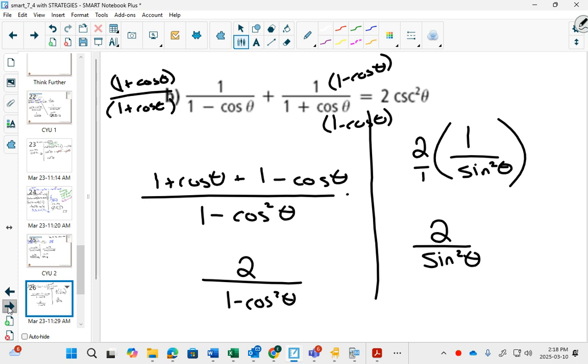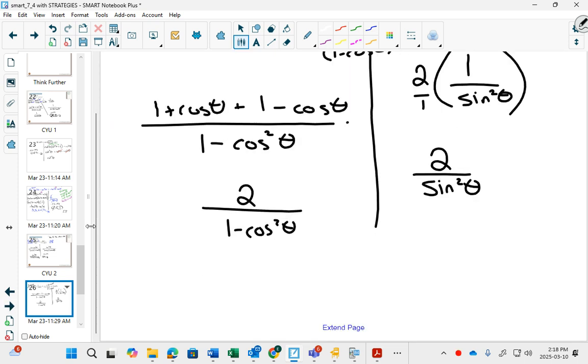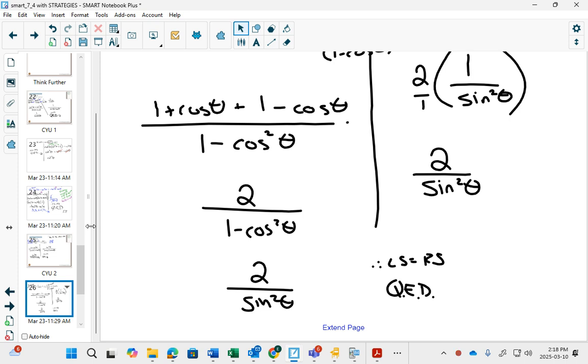I'm so close. My numerators are already the same. I just have to figure out a way to change my denominators to be the same. And can you see from sine squared theta plus cos squared theta equals 1? One mental math manipulation, and this is equal to sine squared theta. QED.